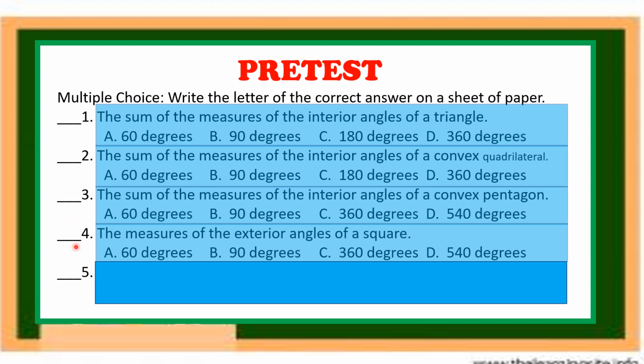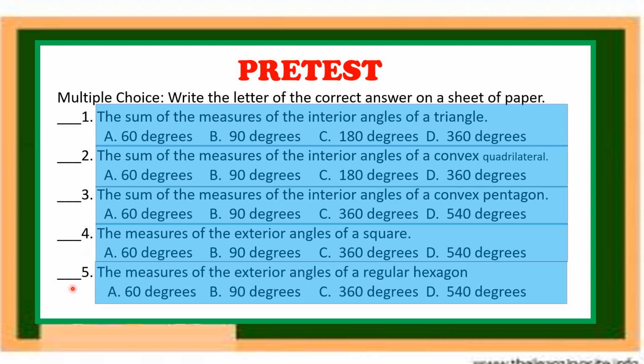Number 4. The measures of the exterior angles of a square. Letter A, 60 degrees. Letter B, 90 degrees. Letter C, 360 degrees. And letter D, 540 degrees. Number 5. The measures of the exterior angles of a regular hexagon. Letter A, 60 degrees. Letter B, 90 degrees. Letter C, 360 degrees. And letter D, 540 degrees.